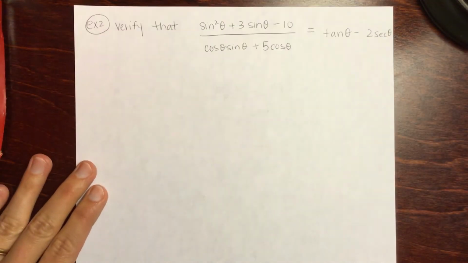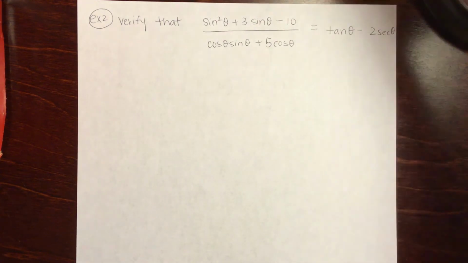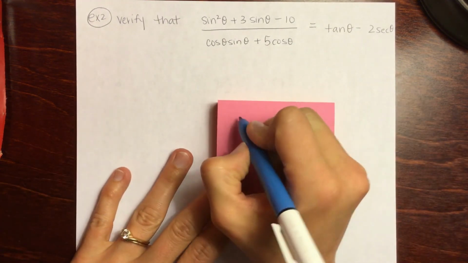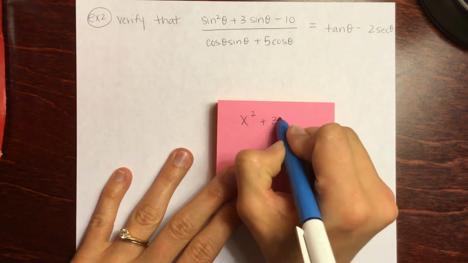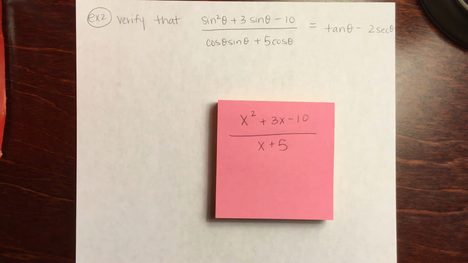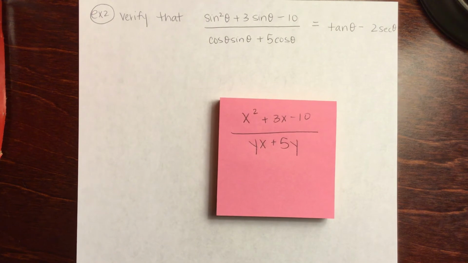Let's do another fraction one so we can practice that factoring and canceling, because I know it's kind of weird trying to factor sines and cosines. All right, so we're going to verify that this fraction simplifies to tangent theta minus 2 secant theta. Okay, that looks like a lot to factor. So if you need to, replace all of your sines with an x and replace all of your cosines with a y. And that's a lot easier to factor.